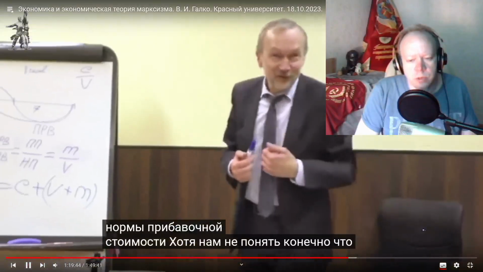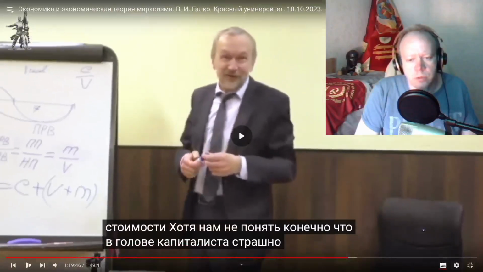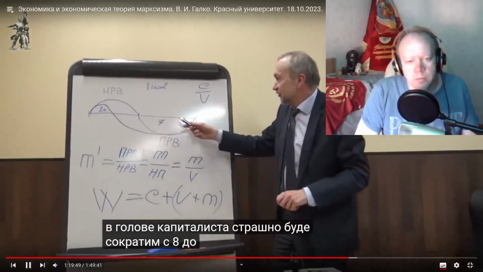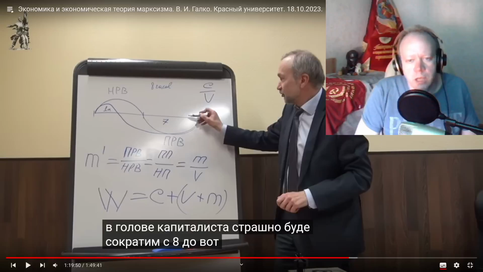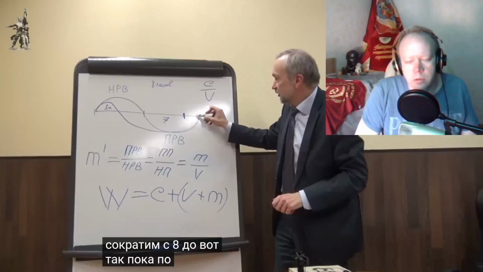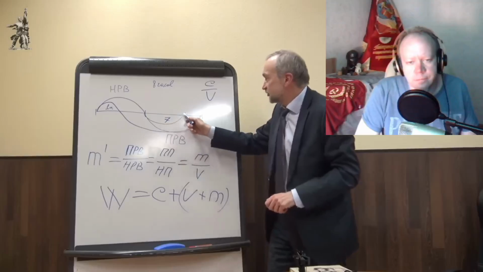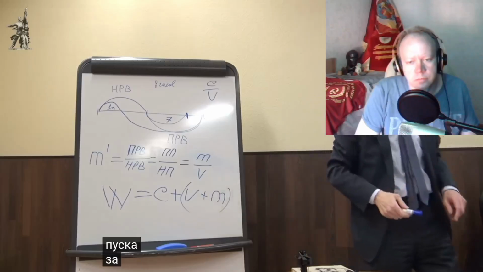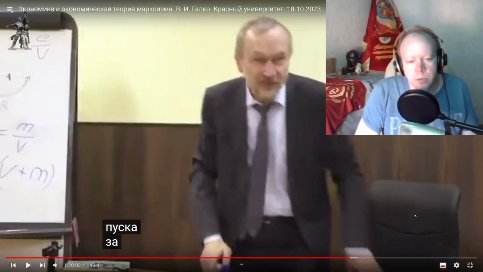Of course, we cannot know what is inside the capitalist's head. So let's decrease the working hours from 8 hours a day to 6 hours a day. The capitalist will remain anyway, and the worker will receive a wage. The profit of the capitalist will slightly decrease. Workers will get more, but nothing scary, nothing really bad will happen, right?